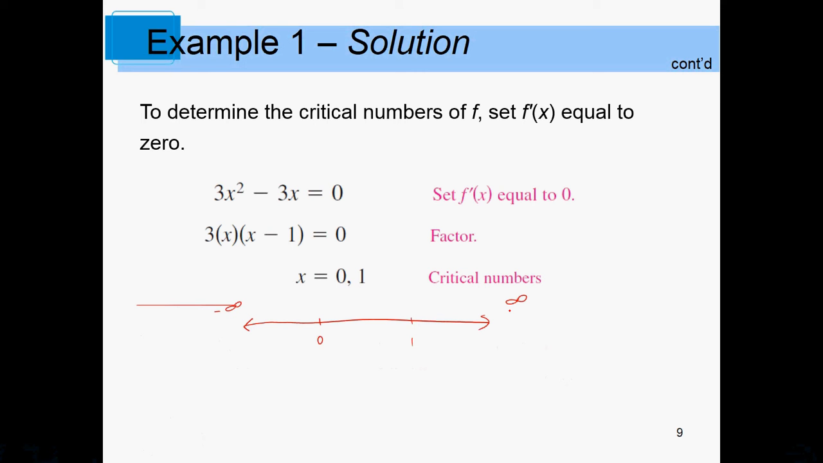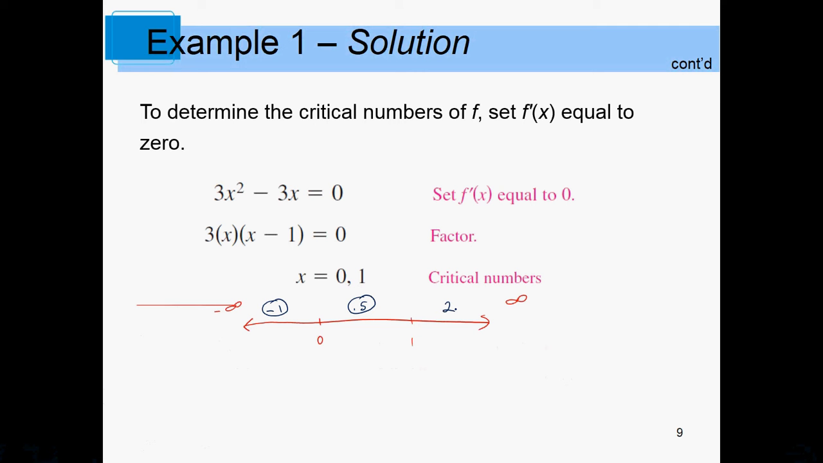Anybody want to give me one? Between negative infinity and 0? Negative 1. All right, what about a number between 0 and 1? Half? And then a number bigger than 1? 2.